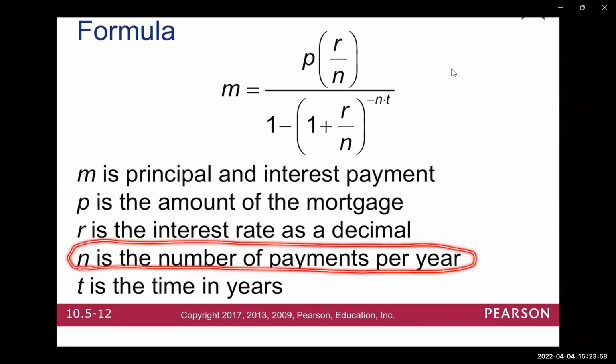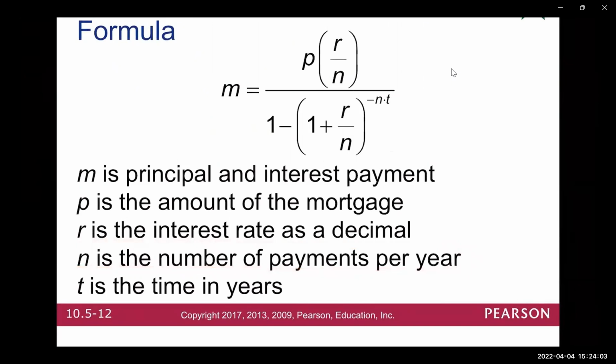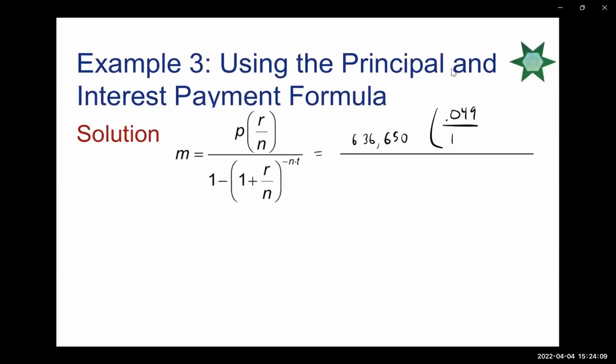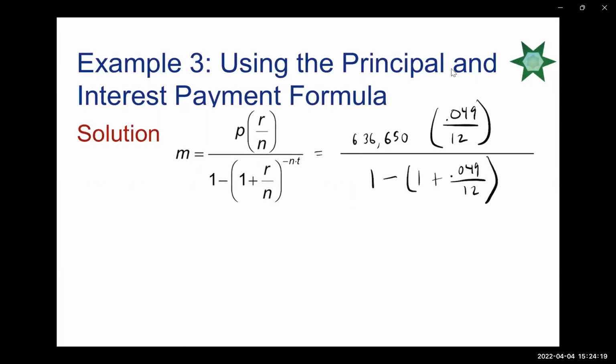Well, there's 12 months and you pay every month, right? So there's 12 payments per year. So for homes, usually it's 12 payments per year. And then the bottom is 1 minus (1 plus 0.049 over 12) to the negative 12 times 30, because it's a 30-year loan. So negative 12 times 30, put that in parentheses as well. The exponent, you can put that in parentheses.